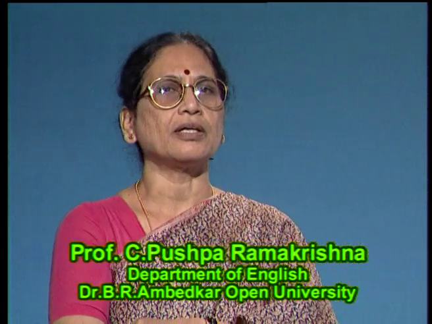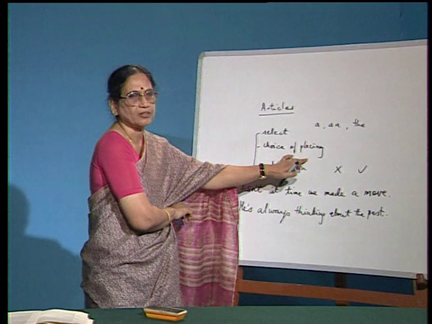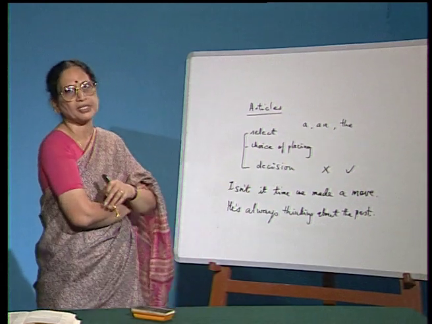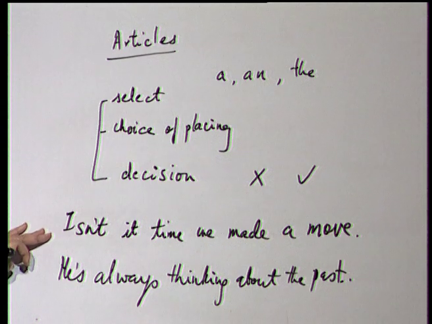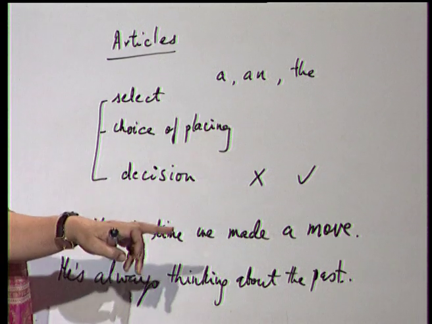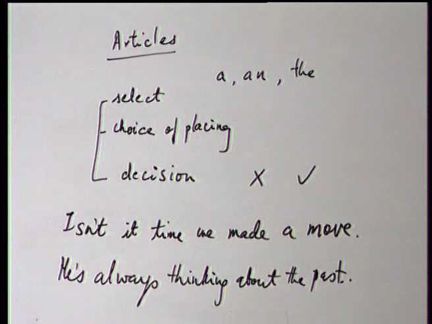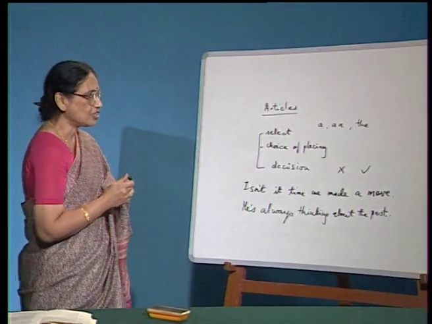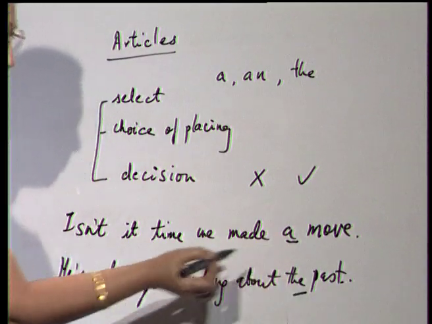As we said just now, we are looking at the errors we make while using articles. Now let us turn to the choice of placing the article. Where exactly should the article be placed in a sentence? Look at these sentences which I have written here for you. Isn't it time we made a move? He is always thinking about the past. Have you spotted the articles in these two sentences? Yes, they are here, a and the.